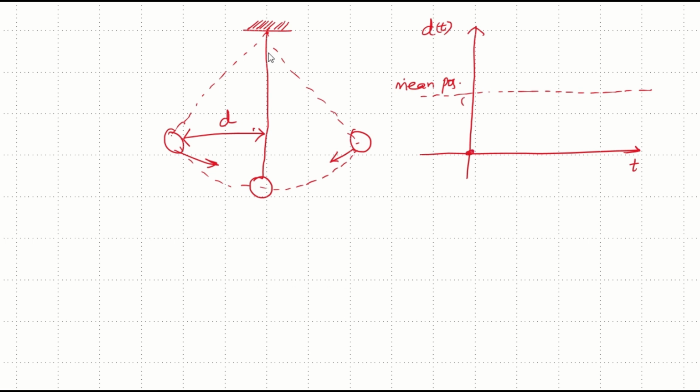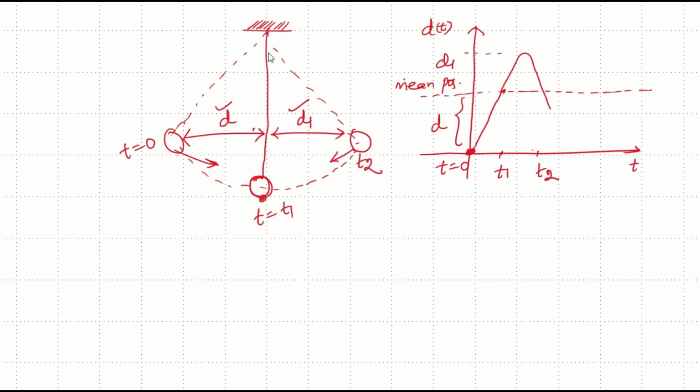Now I am releasing it from, let's say, distance d from here, and at t equal to 0 I release it from here, and at t equal to t1 it reaches its mean position. So this will go like this, and at t equal to t2 it goes to the other end, and let us suppose this distance is d1. It will not be the same because of the air friction. So it will go to some distance d1 after time t2, and it will keep on oscillating, and each time the amplitude or magnitude of this distance will keep on decreasing because of the friction, and it will reach its mean position after a certain time.